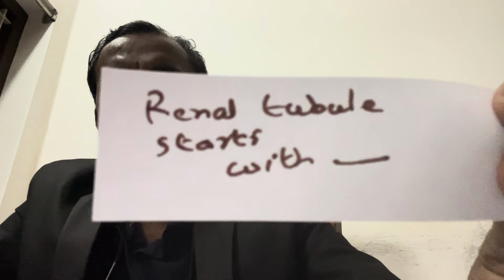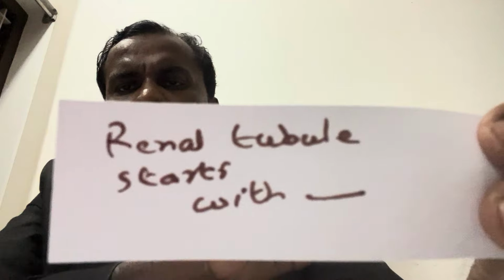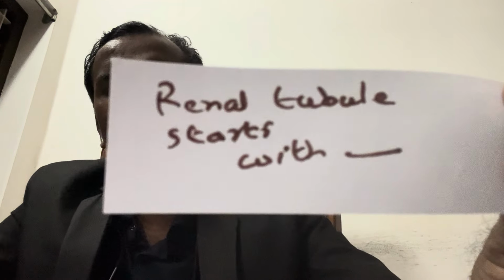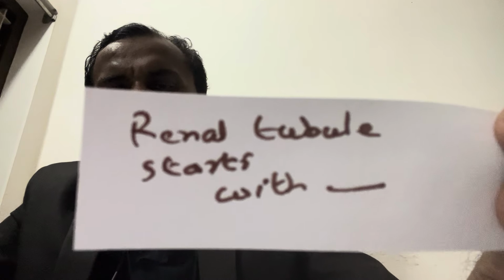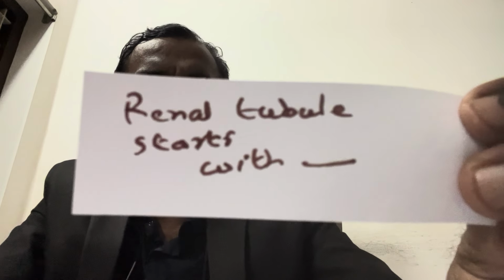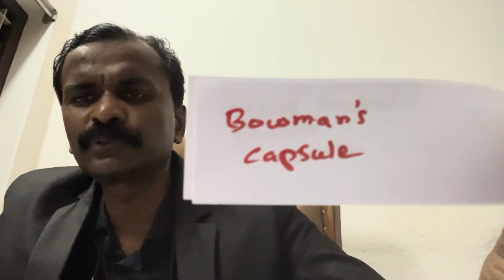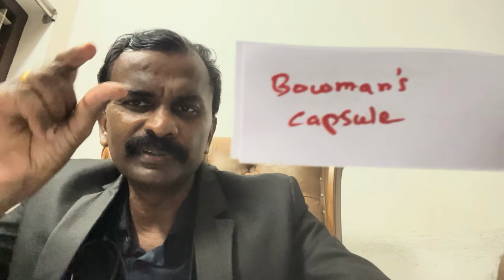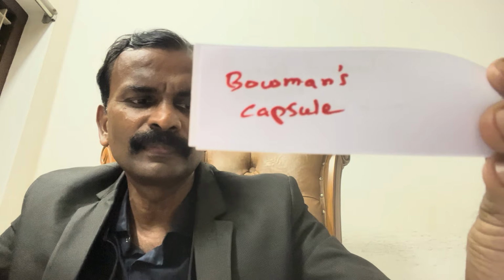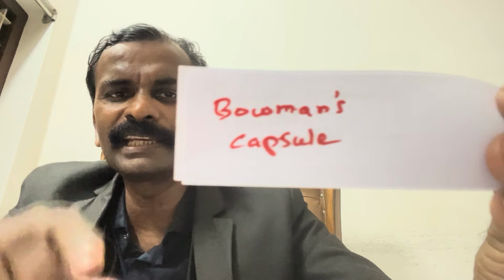Renal tubule starts with Bowman's capsule. You must see the diagram, okay? That renal tubule starts with Bowman's capsule. Okay? See the diagram.